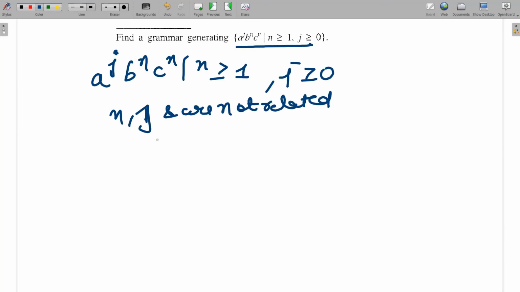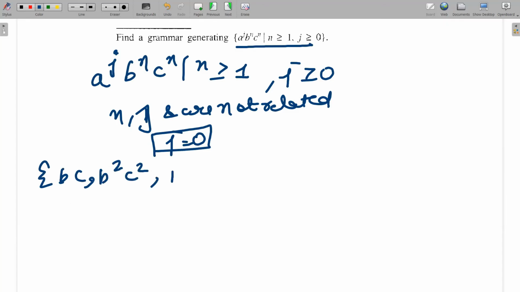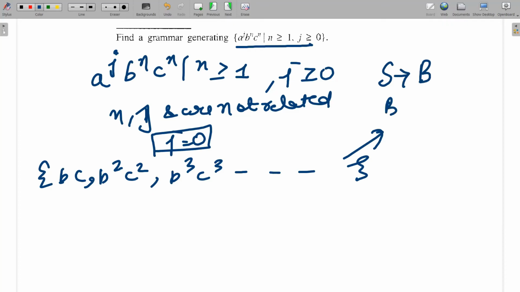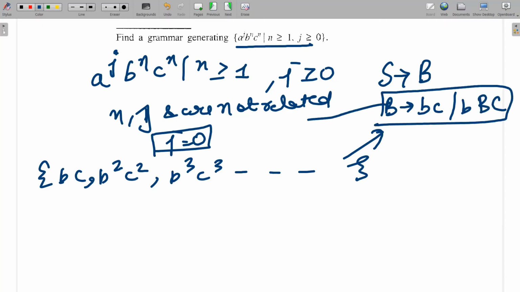So I'll just take the case with j equal to 0 first. If j is equal to 0, I will get bc, b square c square, b cube c cube. So many answers. So clearly, I can easily create a rule of S generating capital B, and capital B generating BC slash BBC. This rule would create these strings.